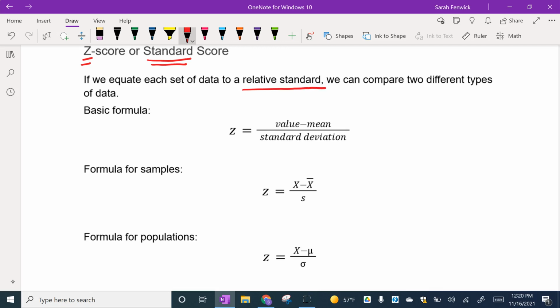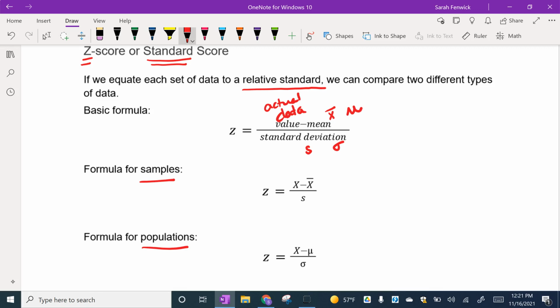Our z formula, the value is your actual data value. Remember, mean is X bar for a sample or mu for a population. Standard deviation is S for a sample or sigma for a population. So you have your sample formula and your population formula. A couple of things about that. First of all, both formulas say the same thing. They just, one of them uses the information from a sample and the other from a population.